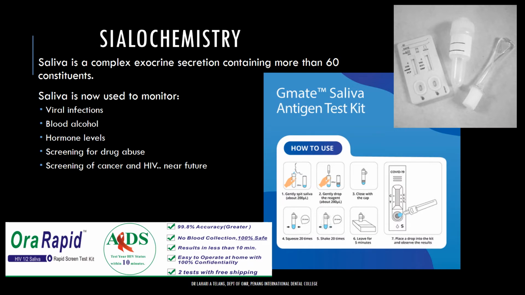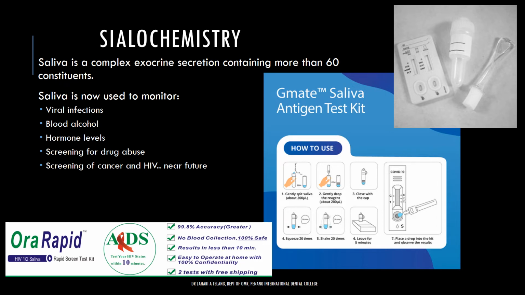Sialochemistry is the chemical analysis of the contents of saliva. We must understand that saliva is a complex exocrine secretion containing more than 60 constituents. So saliva these days is used to monitor viral infections, blood alcohol levels, hormone levels, screening for drug abuse, and even screening for cancer and HIV.